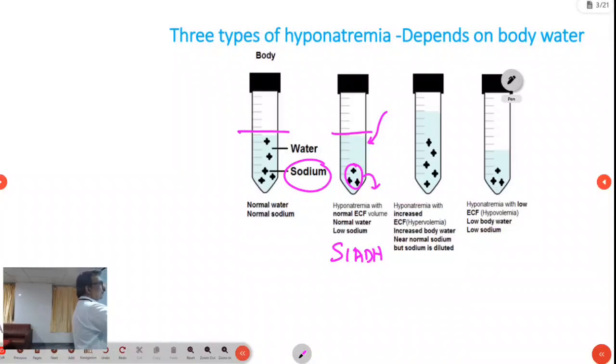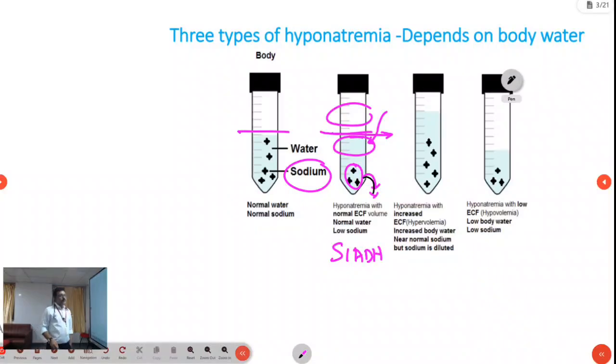Clinically, the patient will not have excess water or low water. Normal water is there clinically, and sodium levels will be low. Urine sodium loss can be there. So SIADH comes under this category.